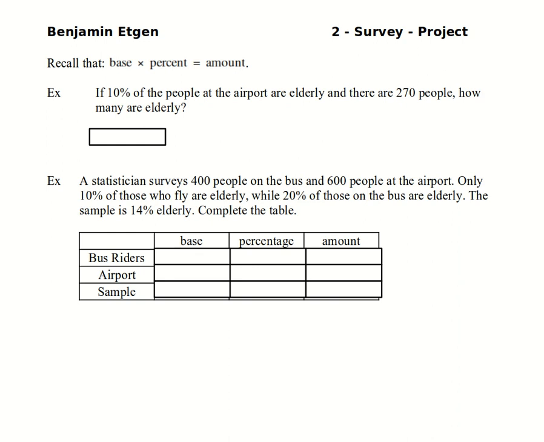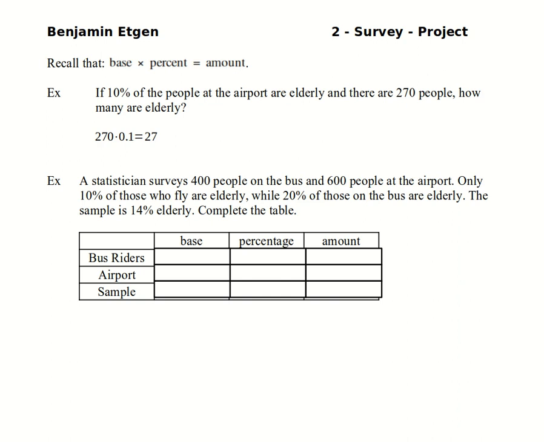This first example says that if 10% of the people at the airport are elderly, and there are 270 people, how many are elderly? And that's a simple enough matter. We simply say 10% of 270 is 27. Now remember that of is the key word for multiplication. So 270 of 10%, or 10% of 270 is in fact 27 when we multiply.